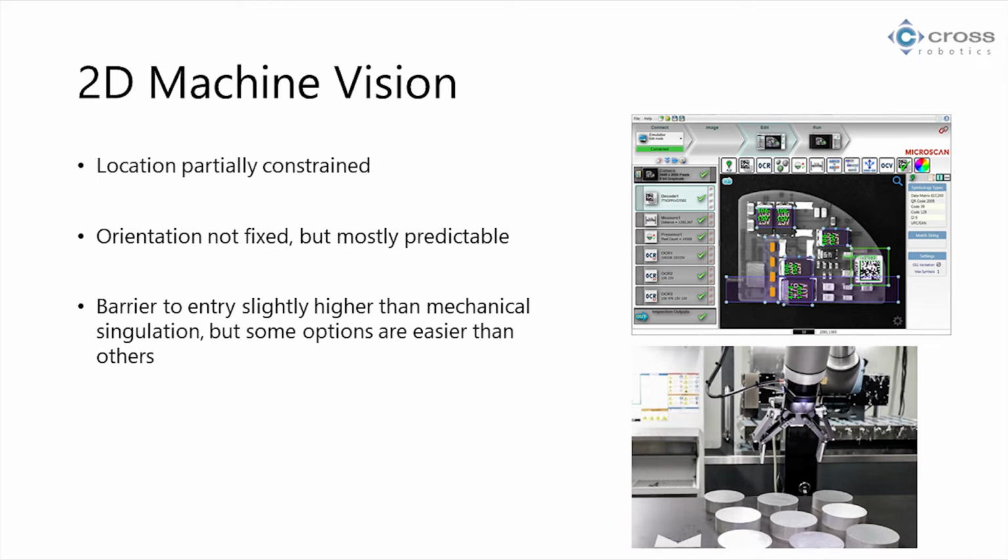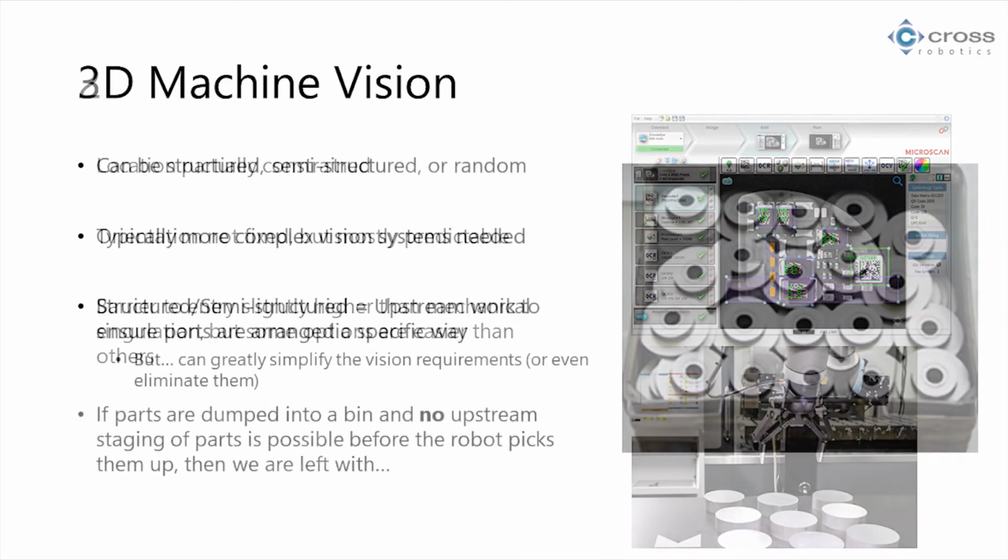Some options can be easier than others. Robotiq makes a wrist camera, you mount it directly to the end of your UR, you program it from the pendant, super easy to implement. Lots of options are out there. That's probably the easiest to implement solution I can think of. And then we move to 3D, yes?